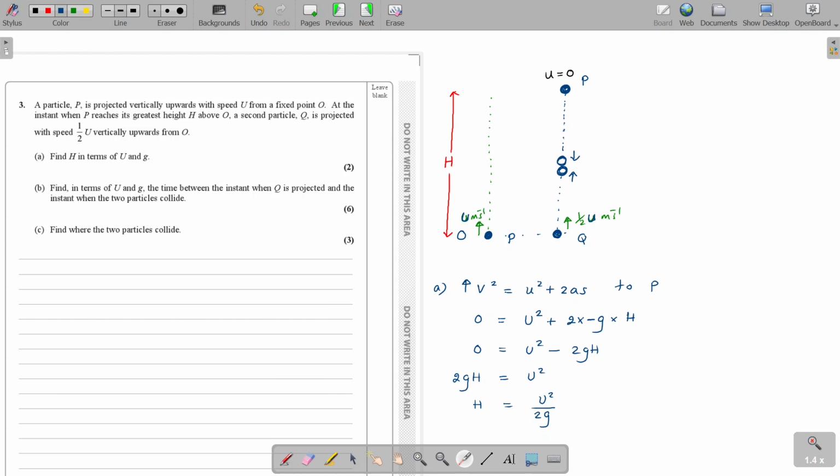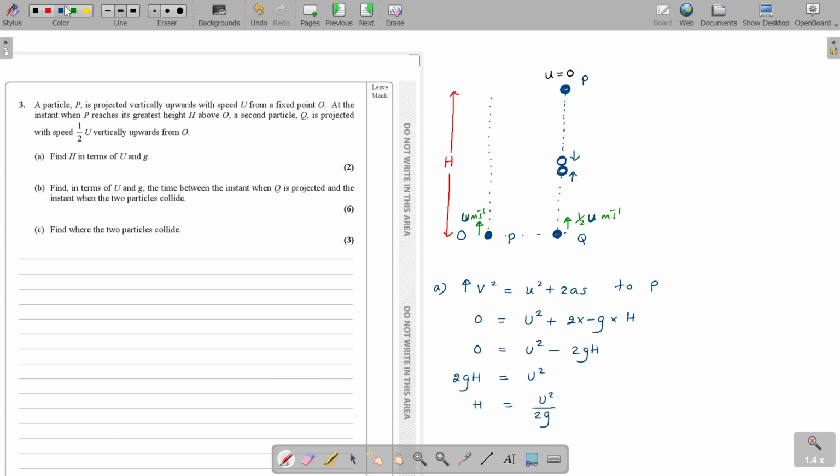Now just be careful here. Do not think that these two particles will meet at the center of H. That doesn't happen. They both take the same time to move, but they will not move the same distance, because P is starting to move from rest while Q is projected upward with speed half u. So the distances that they cover will definitely be different. We do not know the distances at which they meet, but we do know that the time they take is equal. But we cannot say that they move the same distance, because P has an acceleration downward, Q has a deceleration upwards, right? So what's common here is the time taken.